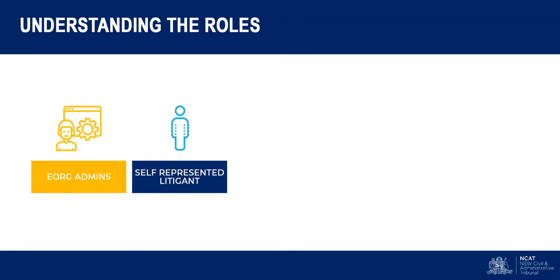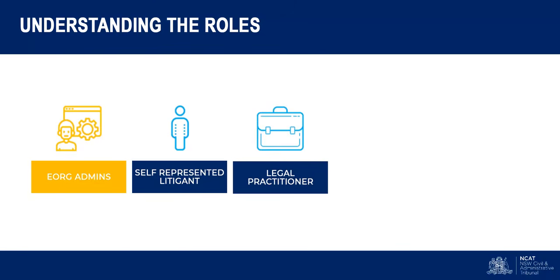A self-represented litigant is a member of the public who is not represented by a legal professional or real estate agent. This includes individuals, sole traders, and small business owners. A solicitor or barrister lodging on behalf of a client. They will need to provide their practicing certificate details.